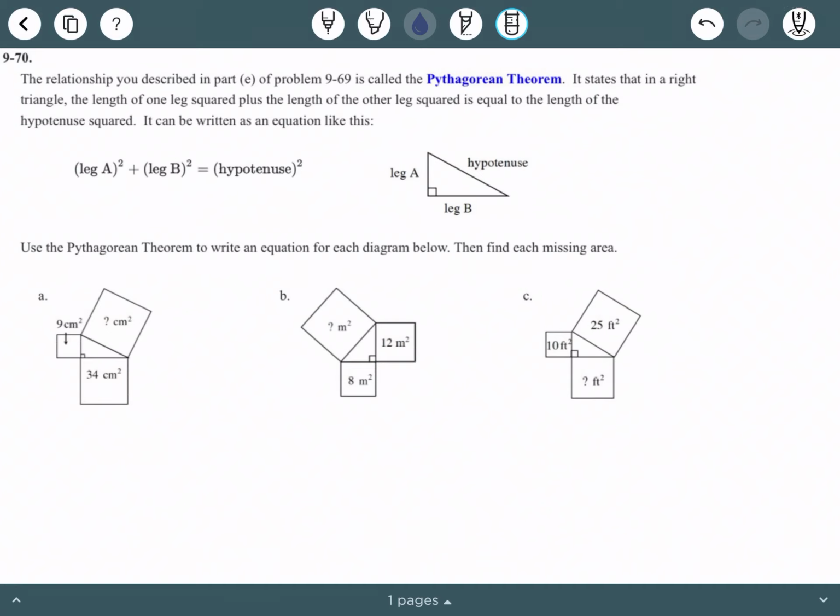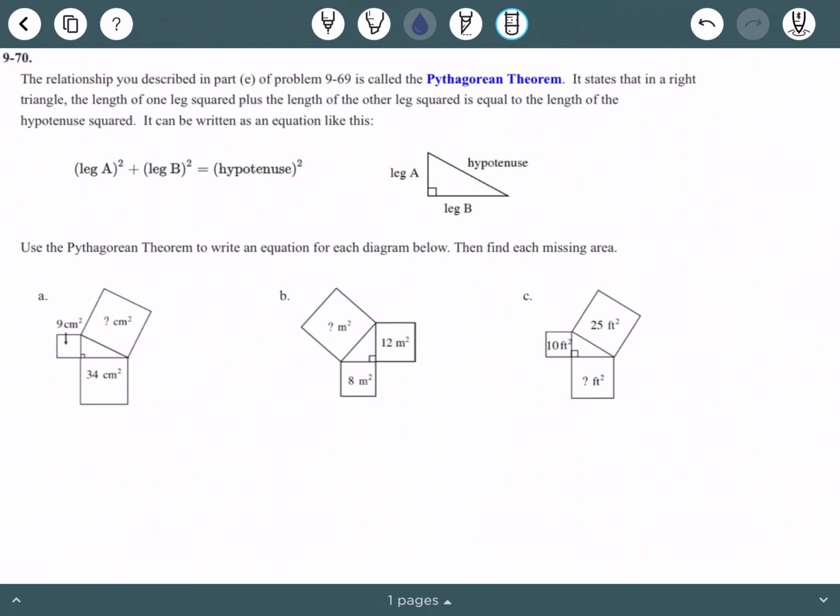970, the relationship you described in part E of problem 969, which we didn't do, but we're about to talk about, is called the Pythagorean theorem. It states that in a right triangle, the length of one leg squared plus the length of the other leg squared is equal to the length of the hypotenuse squared. It can be written as an equation like this. Leg A squared plus leg B squared equals the hypotenuse squared.